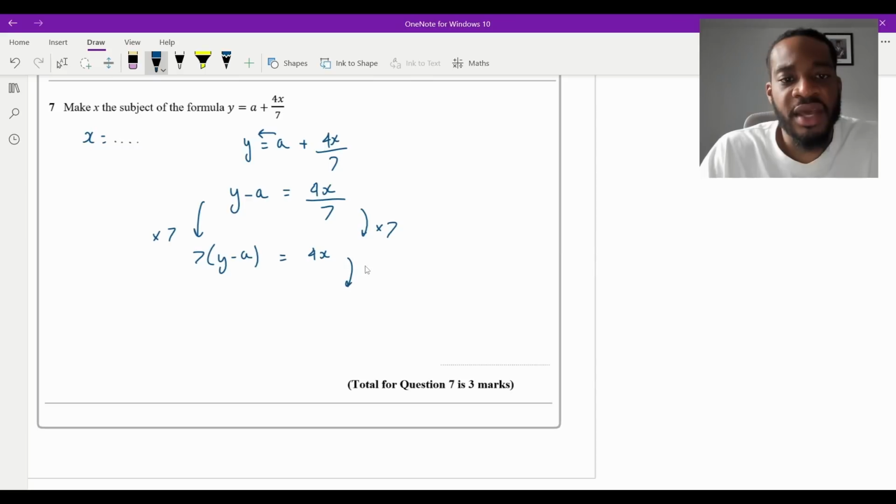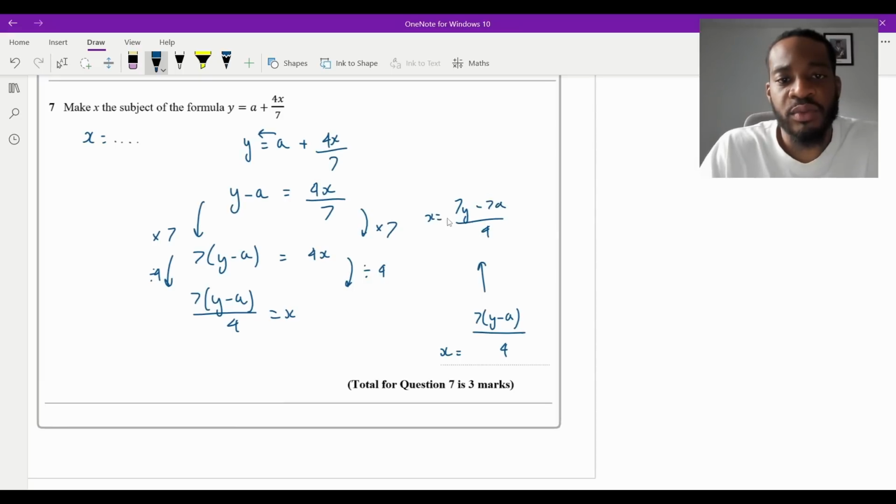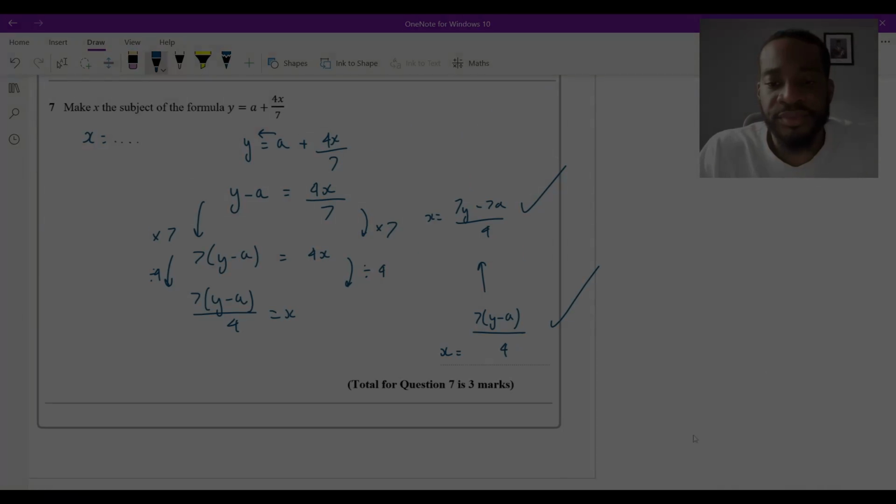And then to get rid of the 4, to get the x on its own, we're just going to divide both sides by 4, aren't we? So the answer is going to be 7 bracket y minus a all divided by 4 is equal to x, and that is going to be your answer. I'll write it like this here: 7 bracket y minus a over 4. Or if you want to expand that as well, you can. You could also write 7y minus 7a over 4, and that is the same thing as well. So either one of these will be perfectly fine. And that's question 7 finished.